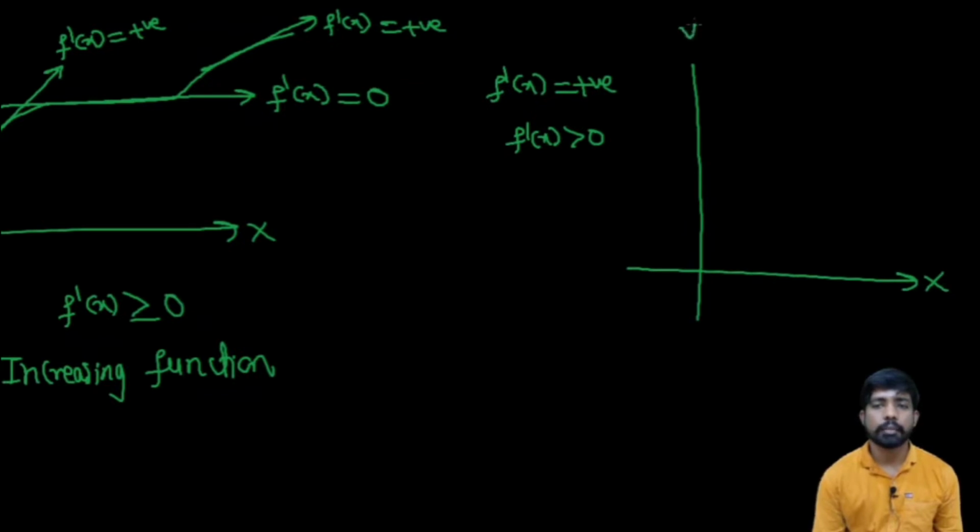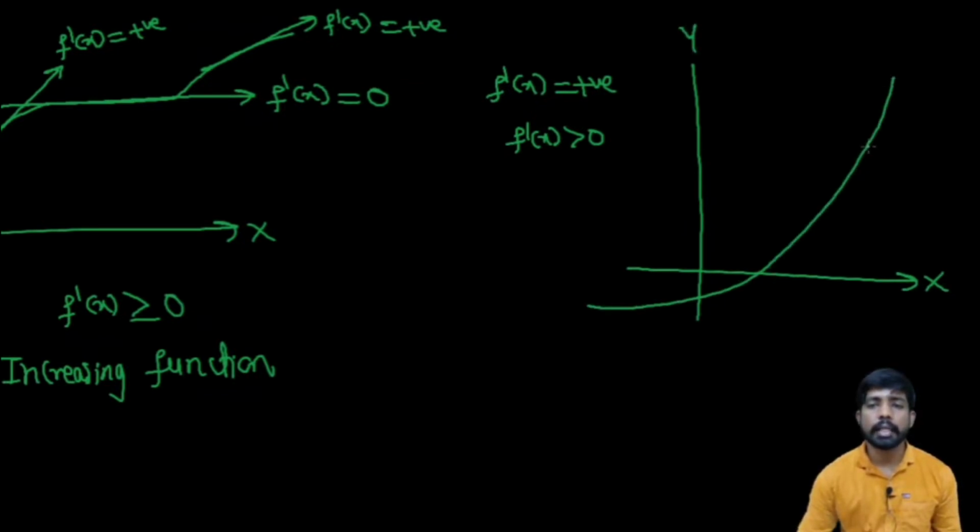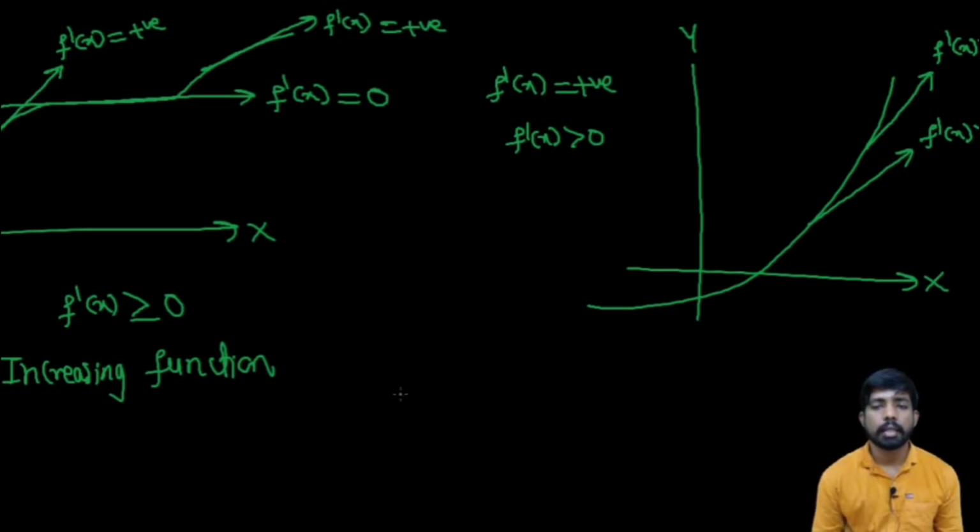Next, let us consider a curve, x-axis, y-axis. If I draw a tangent at every point on the curve, I get a positive slope, f dash of x greater than 0. But I can't get equal to 0. So f dash of x is greater than 0, which is a strictly increasing function.